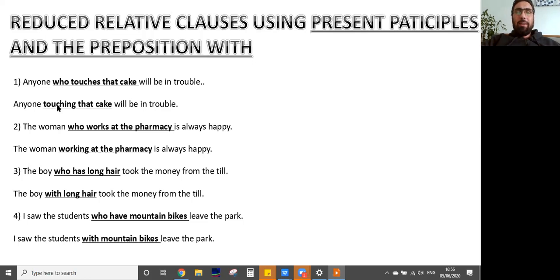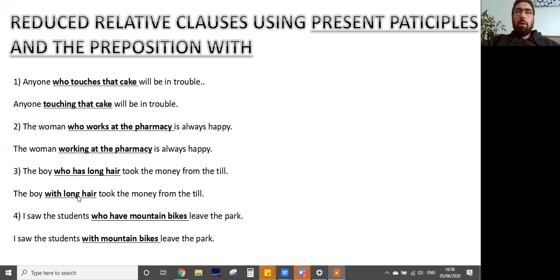Anyone touching that cake. So we can change the verb in the present simple to a present participle. So it's a verb plus ing. Anyone touching that cake. And of course we drop the relative pronoun. The woman who works is going to change to the woman working. Then we have the boy who has. We have the verb has. The verb has can change to with.